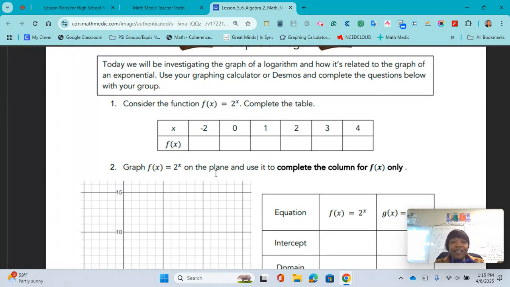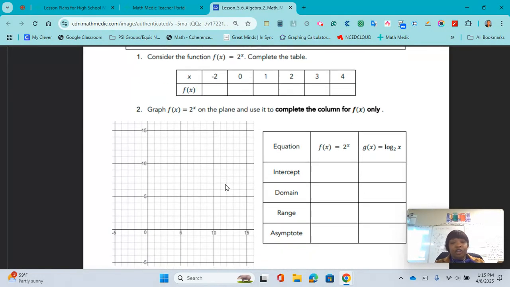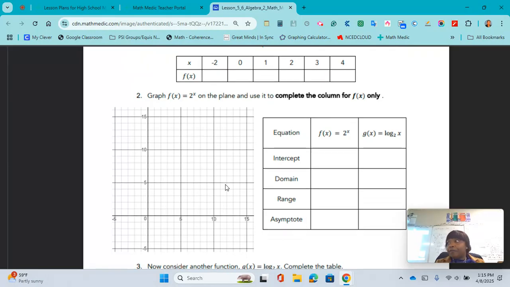Graphs of logs. Today we will be investigating the graph of logarithms and how it's related to the graph of an exponential. Using your graphing calculator or Desmos, complete the questions below with your group. But we don't need a graphing calculator because we know how to graph.